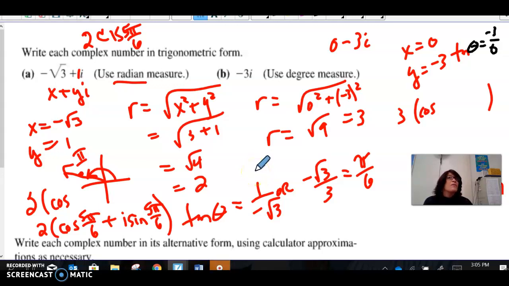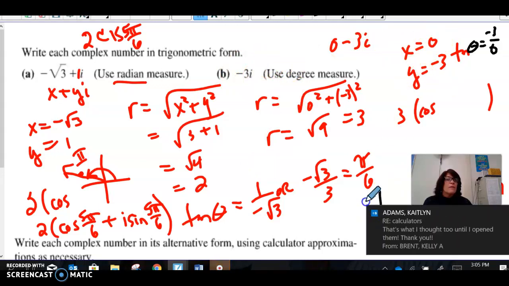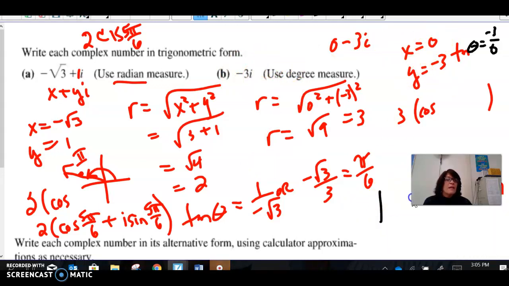Right, at pi over 2, 3 pi over 2, or in other words, 90 degrees, 270. Well, where am I if x is 0 and y is negative 3? 0, negative 3. Isn't that 270 degrees? Okay, I have to look where I am, which axis I'm on.